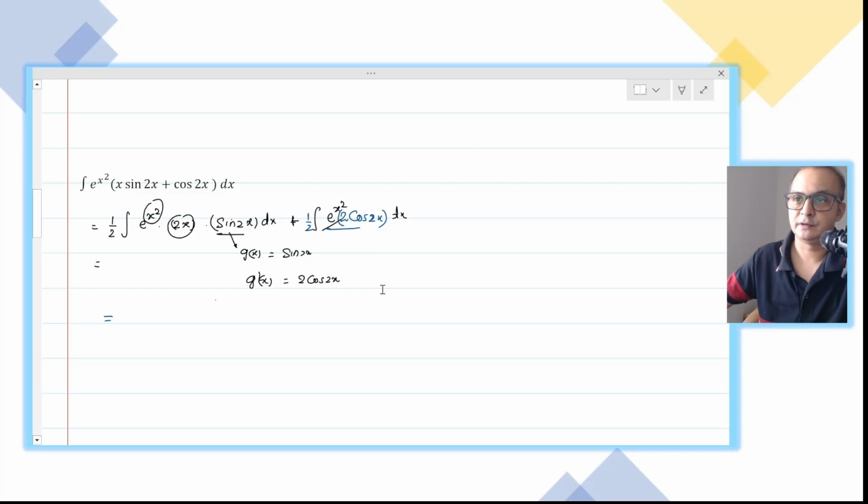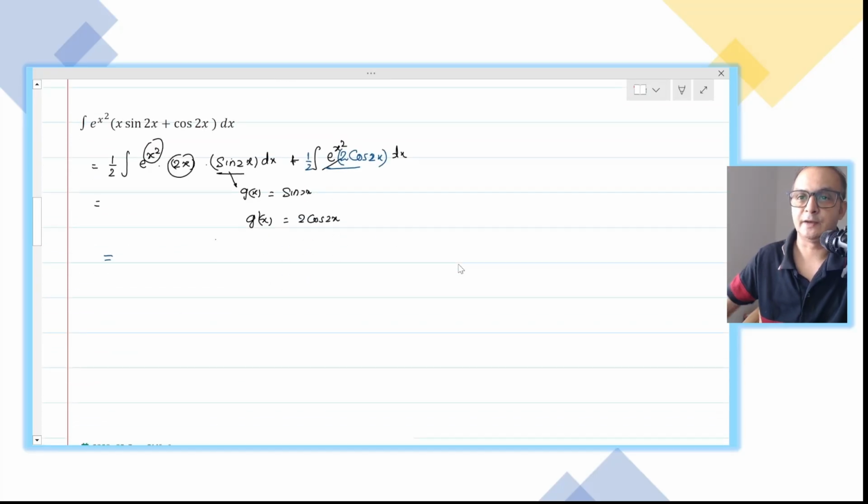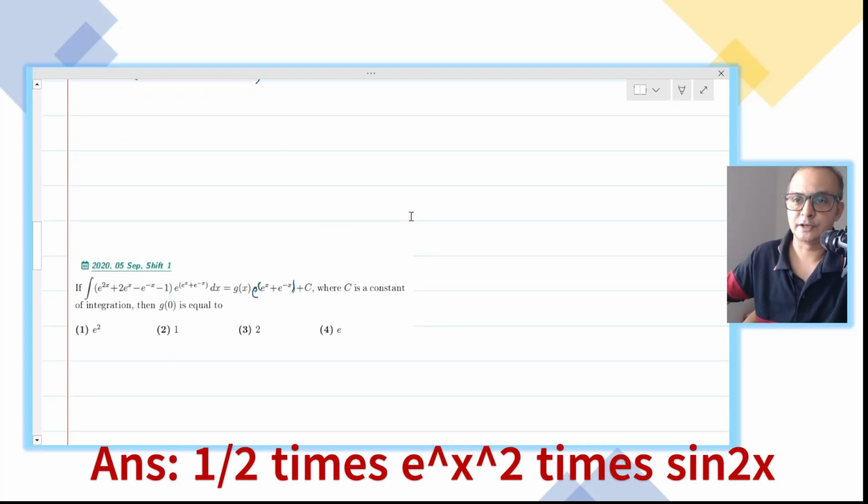Our answer should be g(x) into e to the power u(x). So I have g(x) as sine 2x, and e to the power u(x) is nothing but e to the power x square, and that is our answer. You can also apply integration by parts here and do it, but I suggest you try a few questions and you can get that thing.